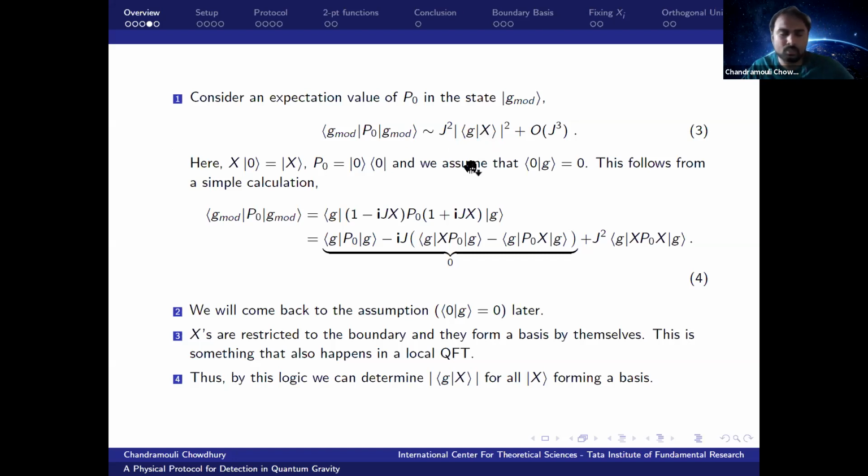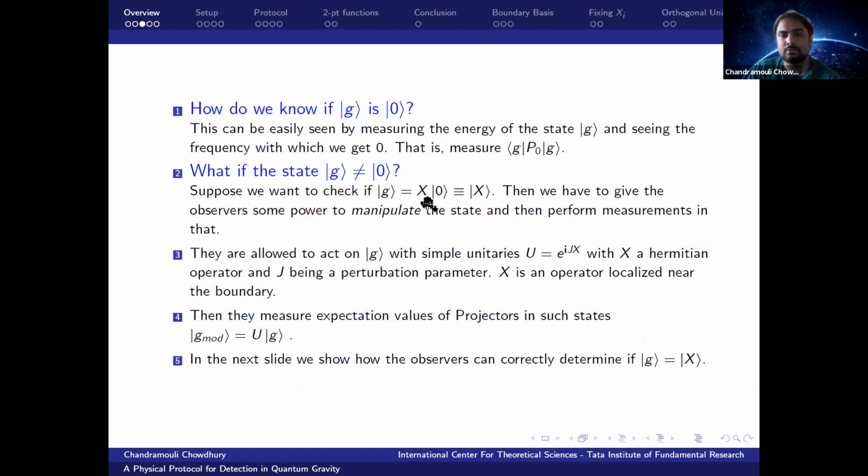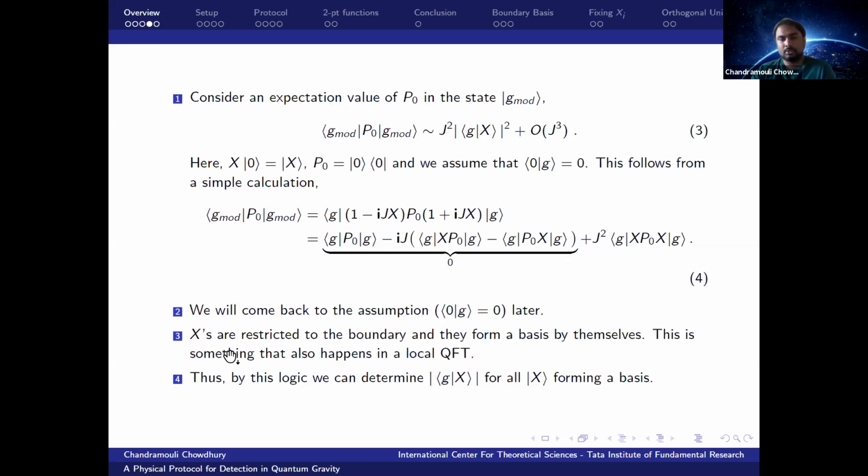Now, here I've only chosen one particular X. Notice that I was asking if G is equal to one particular X acting on the vacuum or not. But in general, you can consider a set of possible operators on the boundary, many such X's, and the idea is that they'll form a basis by themselves. What I mean by this is that you can take any state on, let's say, the full time slice of AdS, and you can represent that exactly in terms of X's acting at a single time slice on the vacuum.